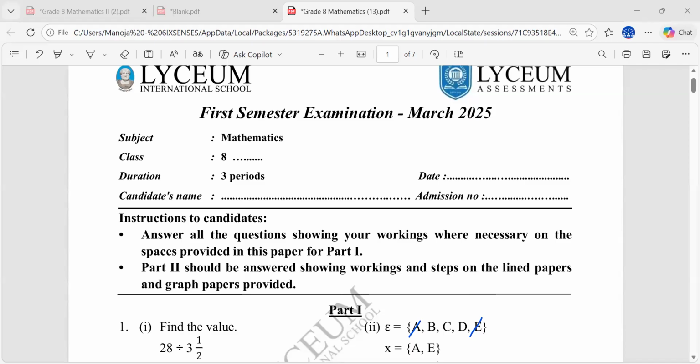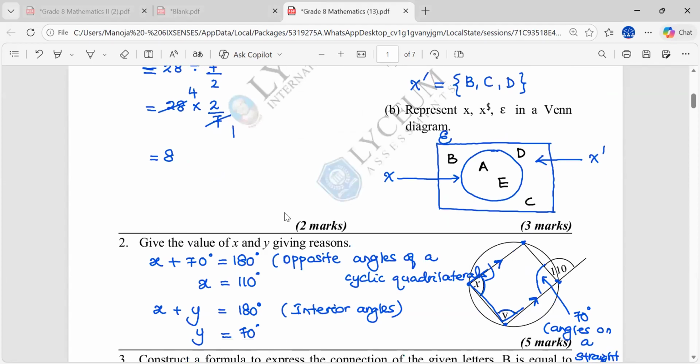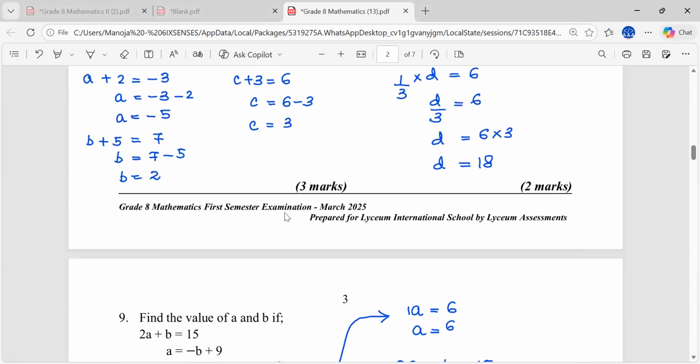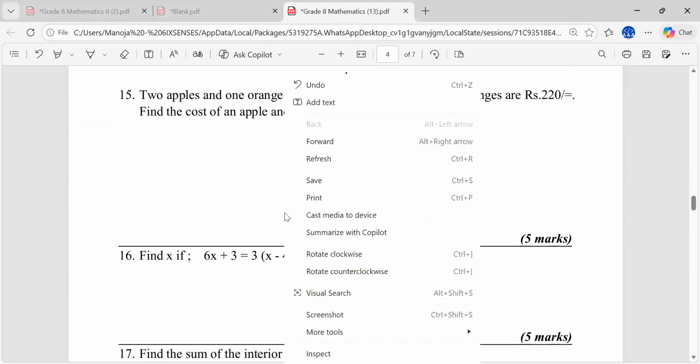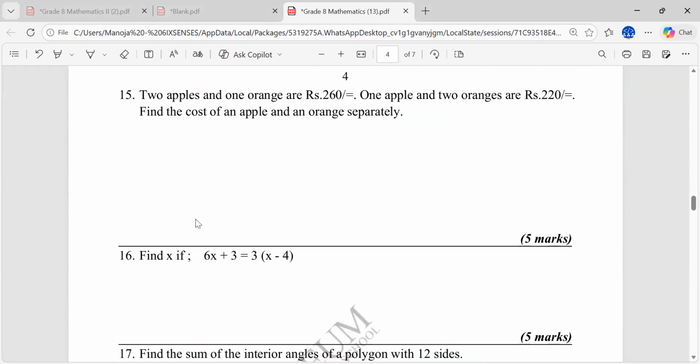Right. This is the second part of the March 2025 first semester examination. In the previous video, we discussed up to question number 14, and we are going to start from question number 15. 2 apples and 1 orange are 260, and 1 apple and 2 oranges are 220. When you have this kind of question, it talks about simultaneous equations, right?